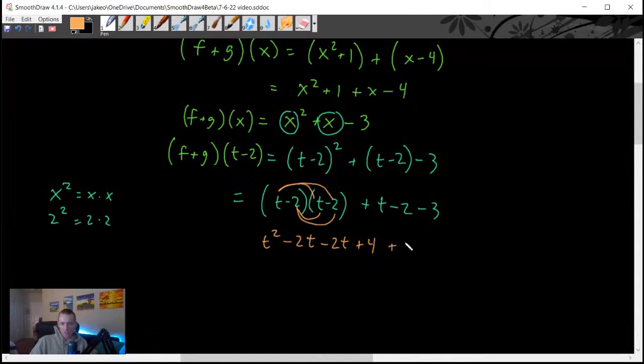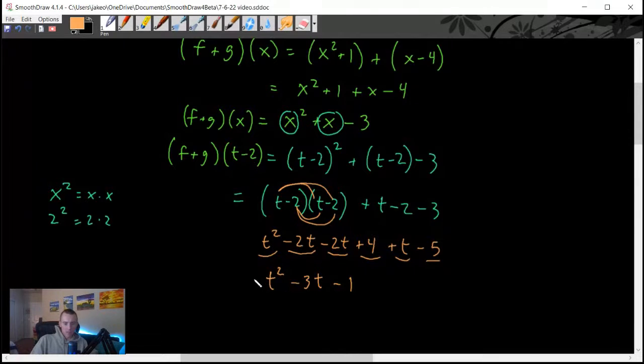Okay, then we still just have plus t. Minus 2 and minus 3 will just combine to minus 5. Now we have just one single t squared term right here, so that's going to stay the same. Then we have a minus 2t plus t, so minus 2t minus 2t is negative 4t, plus t is minus 3t. And then plus 4 minus 5 simplifies to negative 1.